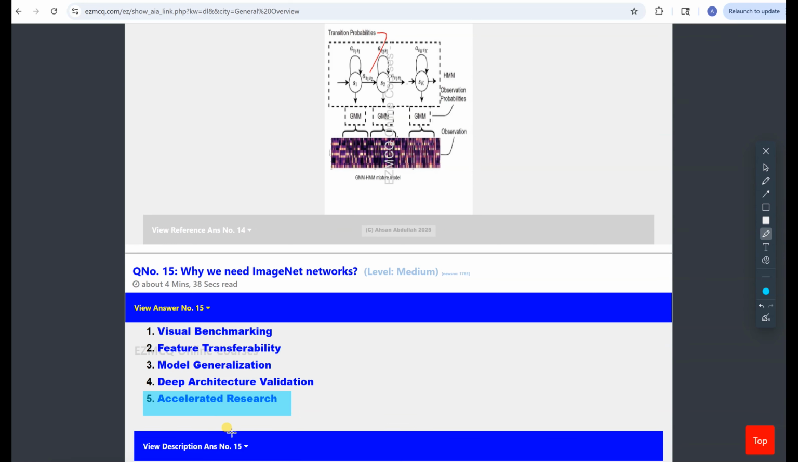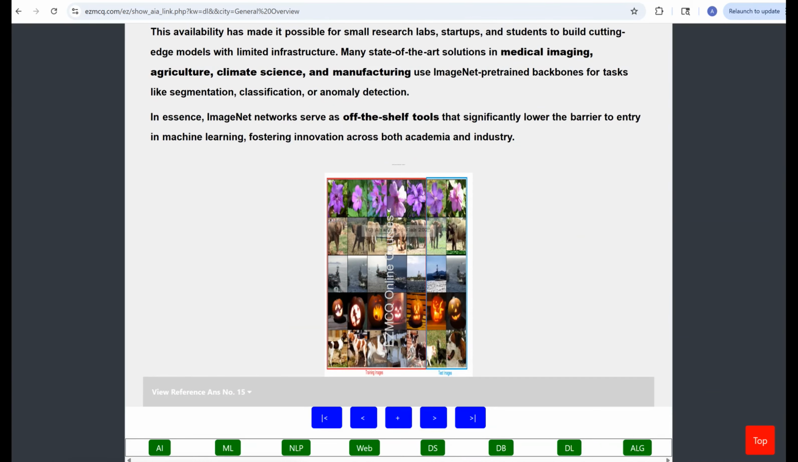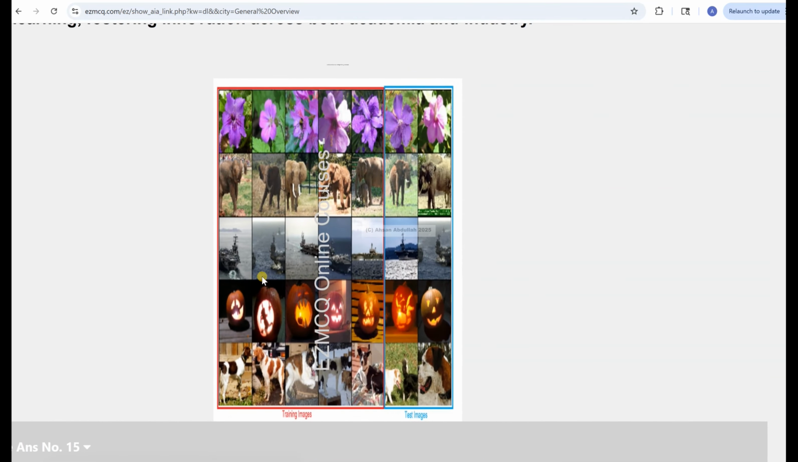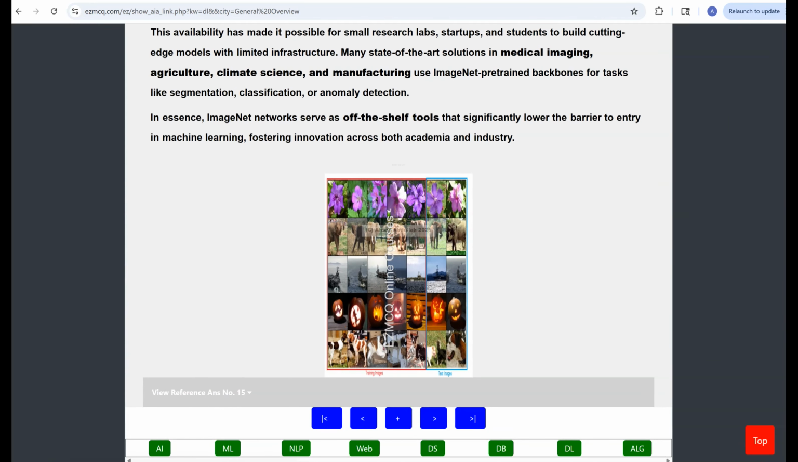If we look at this picture here, I'm not going into any details of it. This is a data set. You can see that these are the training images in the red box, and then there are the test images. The test images are from the same domain. You cannot compare flowers with elephants or dogs with aircraft carriers. But it's a large data set, and it helps a lot in different applications. So with this, we finish this topic.